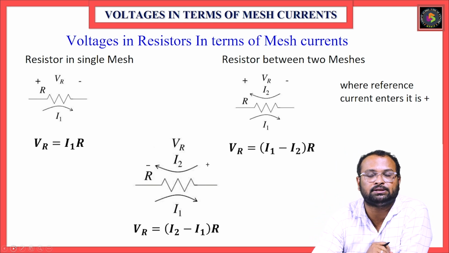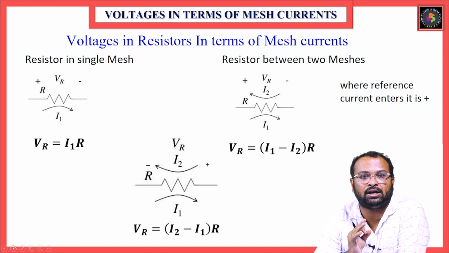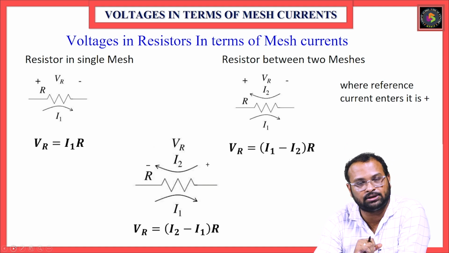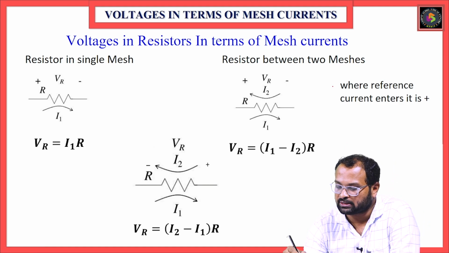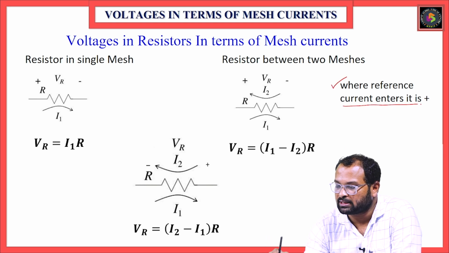If we have a resistor, there are three conditions to understand. Before going to that, we have to consider a point where the reference current enters. That we will consider as plus. That means where the reference current is entering into the resistor, that we will consider as plus.